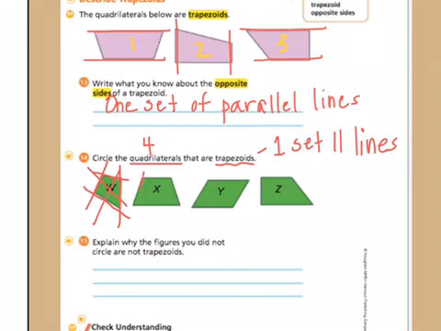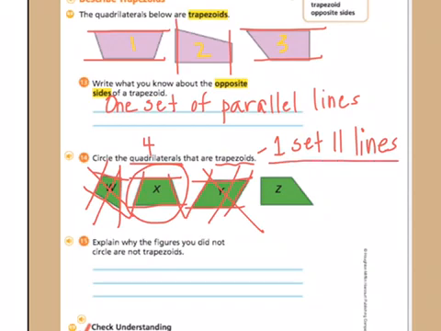Let's look at this one. Does this one have 1 set? Well, those will eventually cross, but let's look at the top and the bottom. Those are parallel. So we can definitely circle X. X is definitely a trapezoid. What about Y? Let's see. These sides are parallel, and these sides are parallel. So this is actually a parallelogram. It is not a trapezoid, because remember, a trapezoid has to have 1 set of parallel lines.